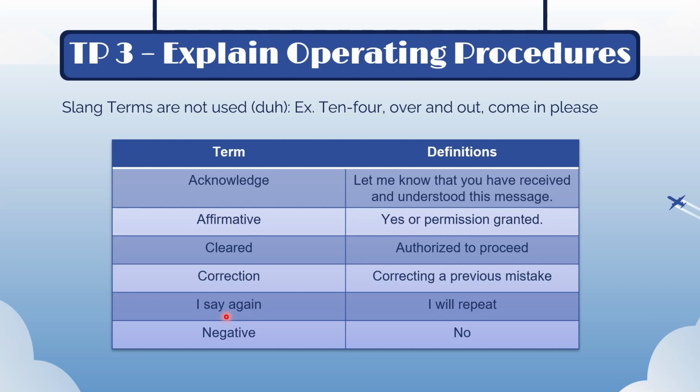Okay, so I say again basically means that I will repeat. Maybe as the ATC you say you're cleared to land on runway 05, and the pilot asks you to say again, and then you will say I say again, you're cleared to land on runway 05. So that's just a starting phrase to show that you're about to repeat something you have just said. Negative is no, pretty self-explanatory.